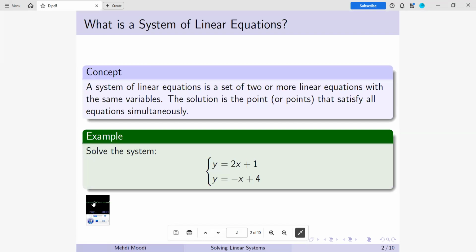A system of linear equations is just two or more equations considered together, involving the same variables. You're looking for the values of the variables that satisfy all equations at once. The most common case is two equations in two variables, where the solution is the point of intersection. Geometrically, each equation represents a line. So solving the system means finding out where those lines cross, if they cross at all.